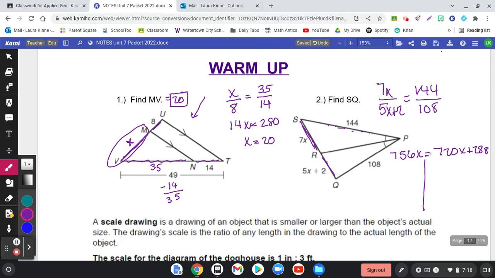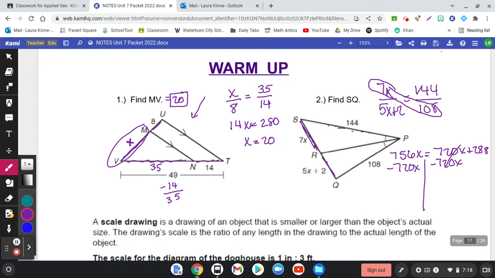Okay, when you cross multiply, you should get, I did 7x times 108 first, since it would be a larger number, 756x equals 144 times 5x, which is 720x, and 144 times 2 is 288. All right, we got to get our x's together. I know that the numbers are fairly big, but that's okay. The steps are still the same.